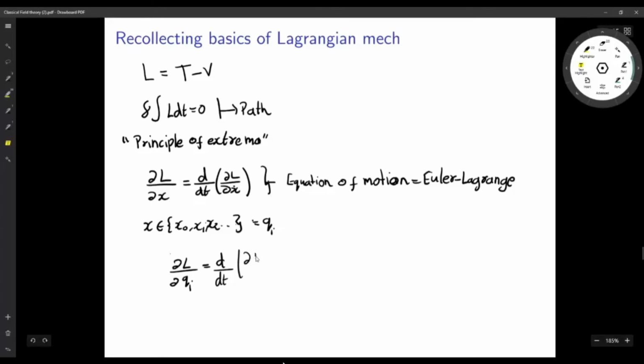And yes, so this is how you would write it for a general set of coordinates qi. And oftentimes in convention, people have a tendency to replace this with pi. This is called generalized momentum or canonical momentum.